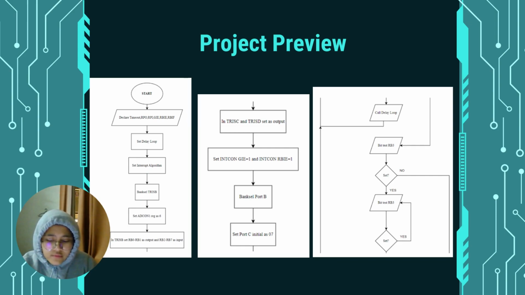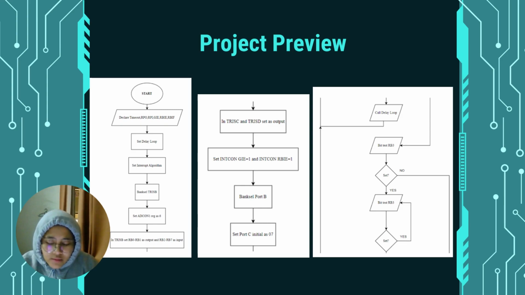Then we set both GIE and RBIE to equal to 1. After that, go to bank cell port B, set port C initial as 07 and set port D RD7 equal to 1. Then set, if it's yes, then bit test button RB2. Set again, if it's yes, then it will go back to bit test button RB2 until it's no.